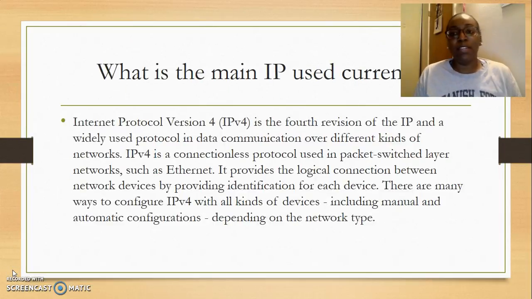So what is the main IP used currently, which is the IPv4, which is the fourth revision of the IP and a widely used protocol in data communication over different kinds of networks. The IPv4 is a connectionless protocol used in packet switched layer networks such as the Ethernet. It provides the logical connection between network devices by providing identification for each device. There are many ways to configure IPv4 with all kinds of devices, including manual and automatic configurations depending on the network type. And at the end of this presentation, I'll show what it really looks like.